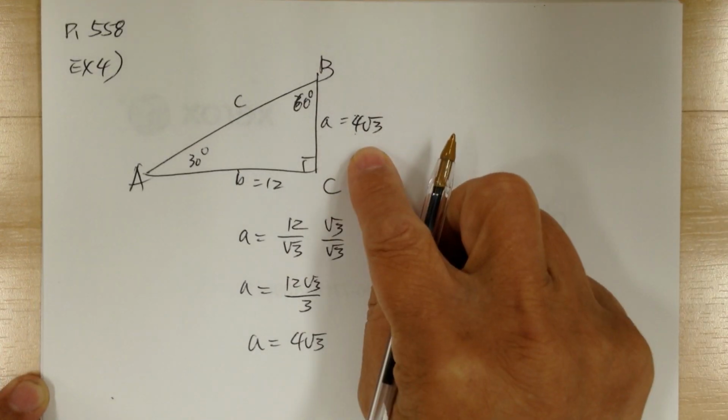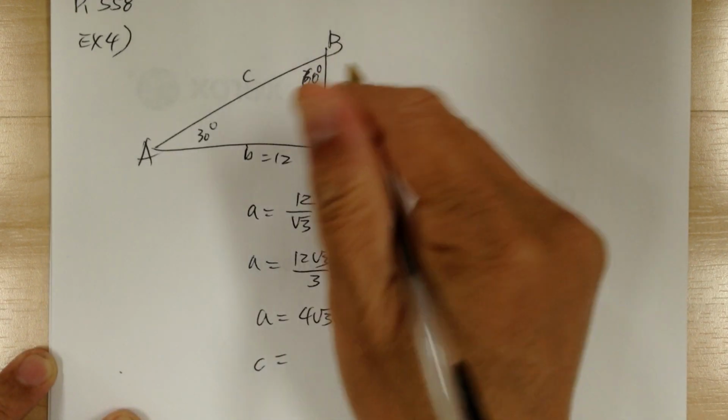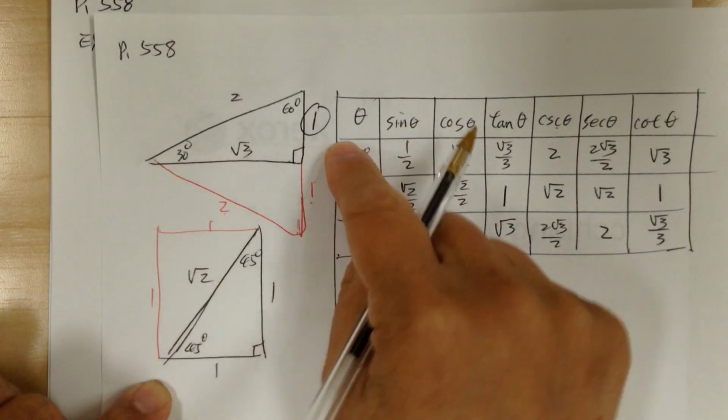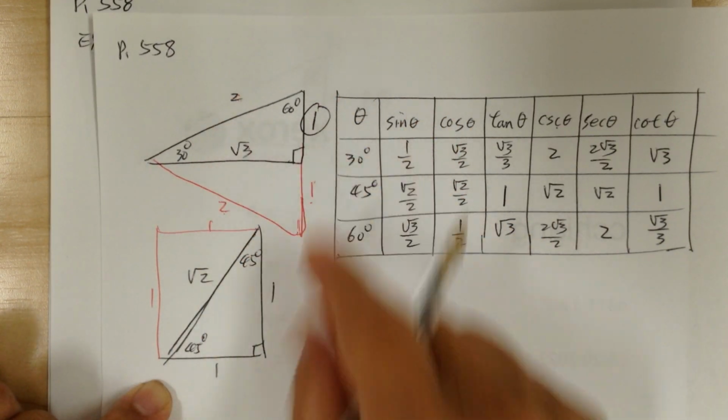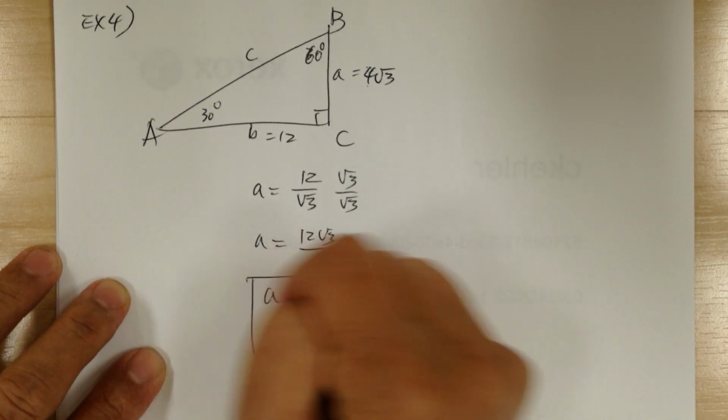So once you find the short leg, you just double that to find C, right? So C will equal double that, because this is twice as that. Again, this came from an equilateral triangle, right? You cut it in half, so this is double that. So C will equal 8 square root of 3.